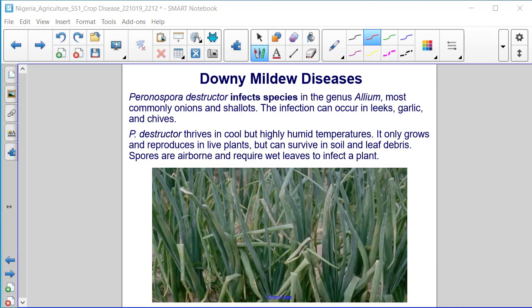Peronospora destructor infects species in the genus Allium, most commonly onions and shallots. The infection can occur in leeks, garlic, and chives. Peronospora destructor thrives in cool but highly humid temperatures. It only grows and reproduces in live plants, but can survive in soil and leaf debris. Spores are airborne and require wet leaves to infect a plant.